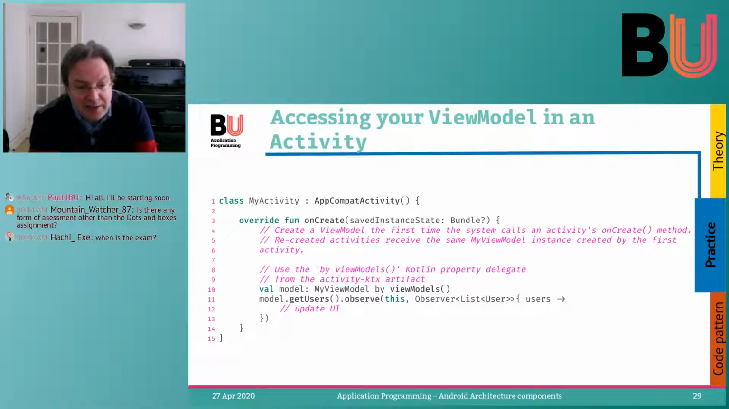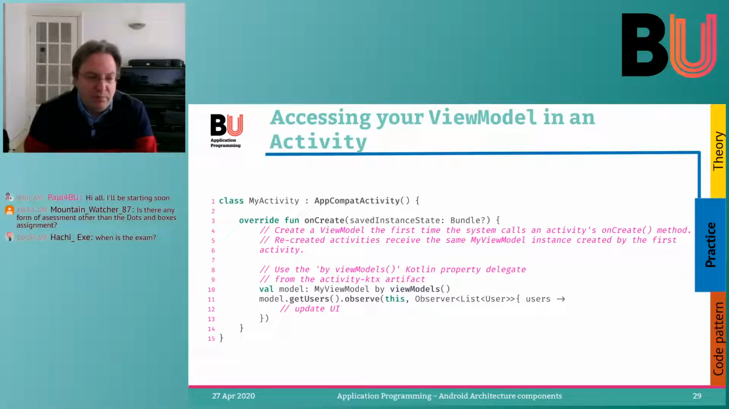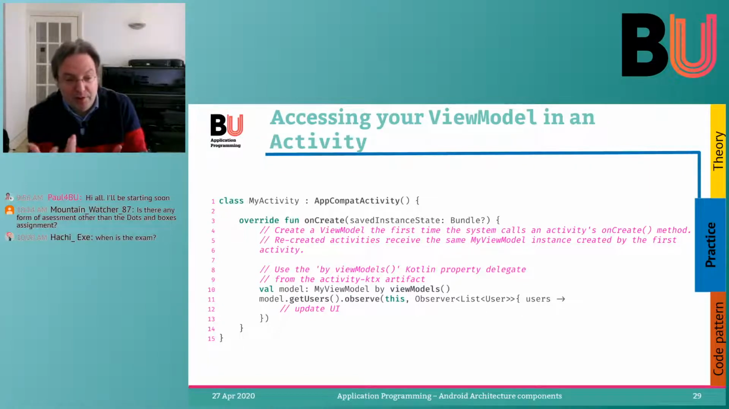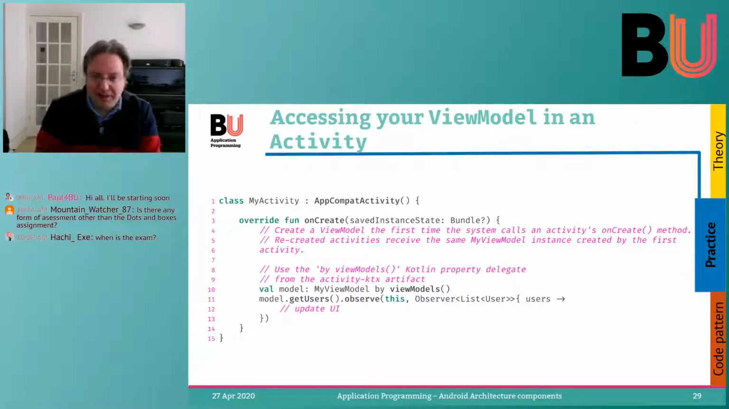So when we have the model, we can then get the users, and then we observe it with this lambda. So this is a typed lambda because view models are designed in Java, and it uses the single abstract method thing. So this particular syntax will create us a lambda implementation that also implements Observer of a list of users. And then when we actually have data, it will call this lambda with a users parameter of type list of user, and then you can update your UI accordingly. That's how that works. Fairly simple after you get your head around it.